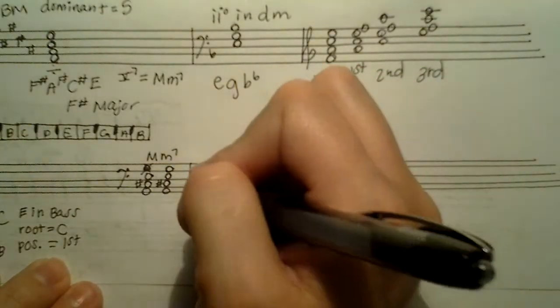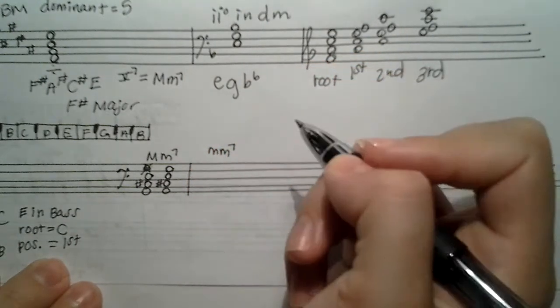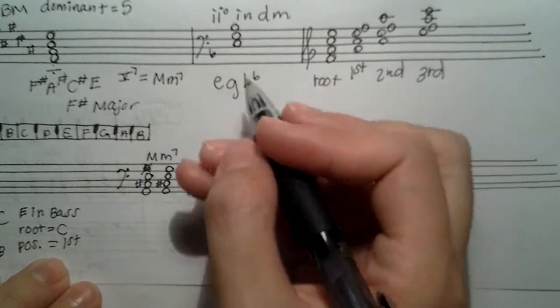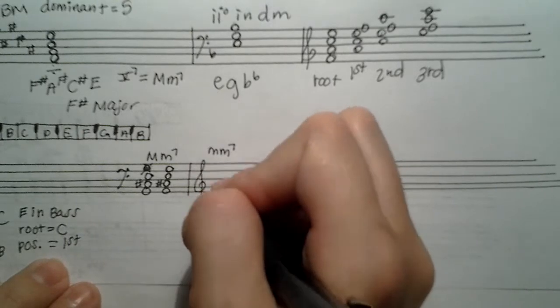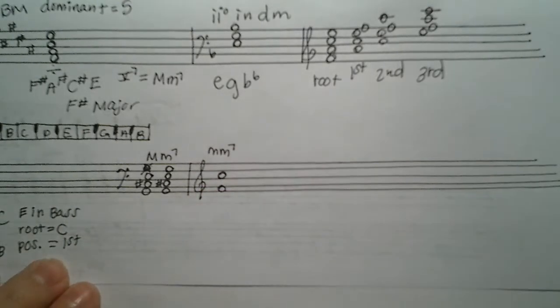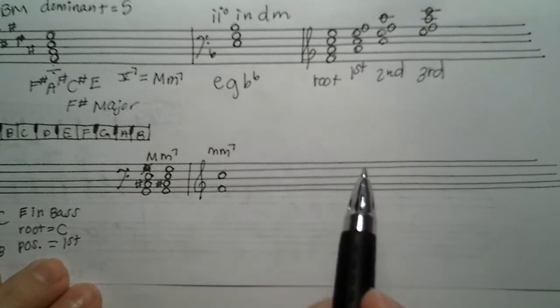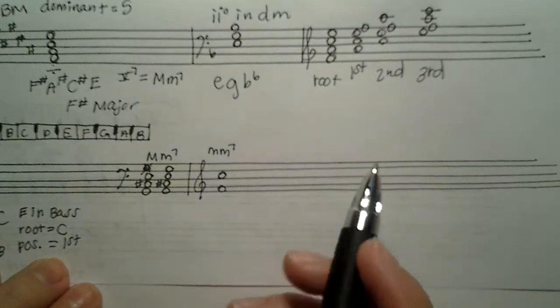Let's do another example. Let's say that it's asking for minor-minor 7. And this time you get F and C. Now obviously you have to add a note in the middle. The accidental is what matters.